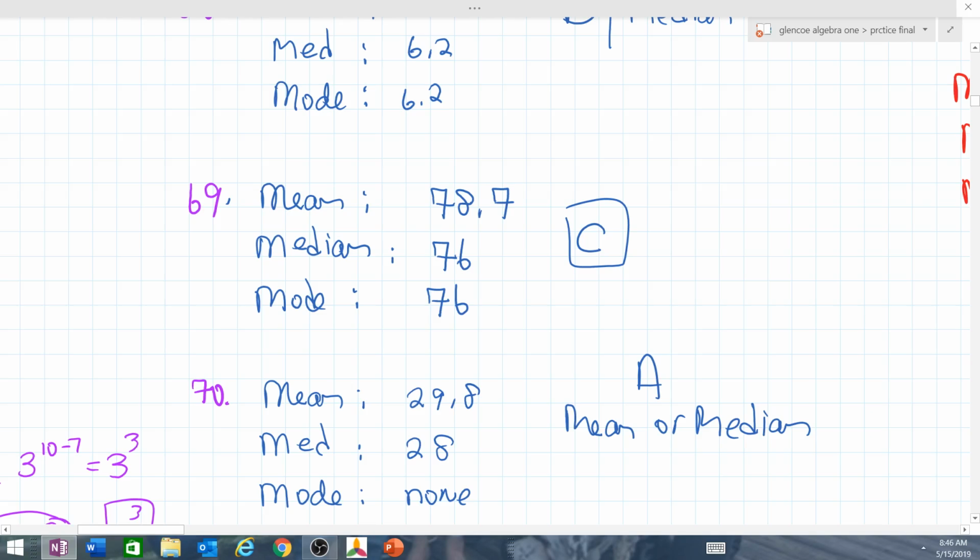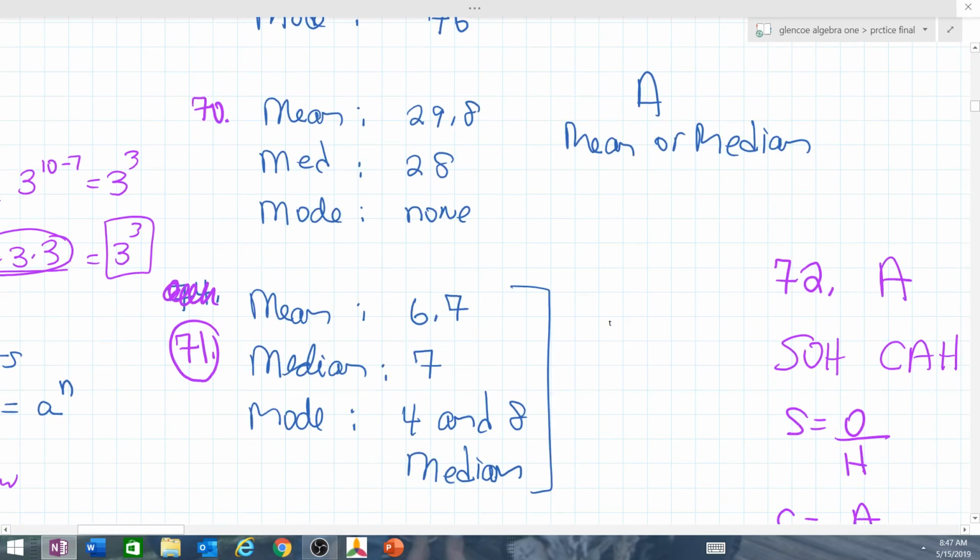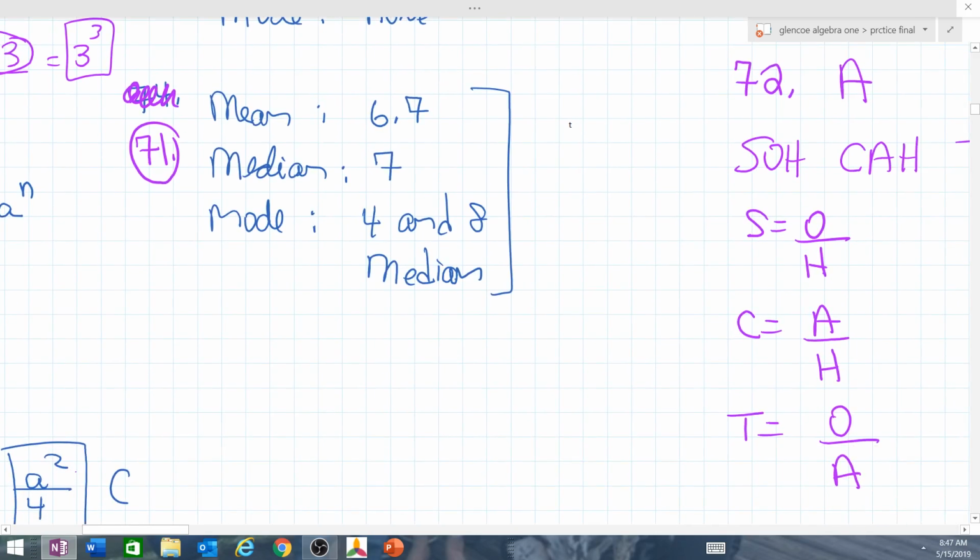69. This is a different problem than we did, I believe. Let me just check something. Just stay with me for a minute because this was a problem from last year. Let's skip down to 71. There we go. This time we had a line plot that we had to find the mean, median, and mode on.